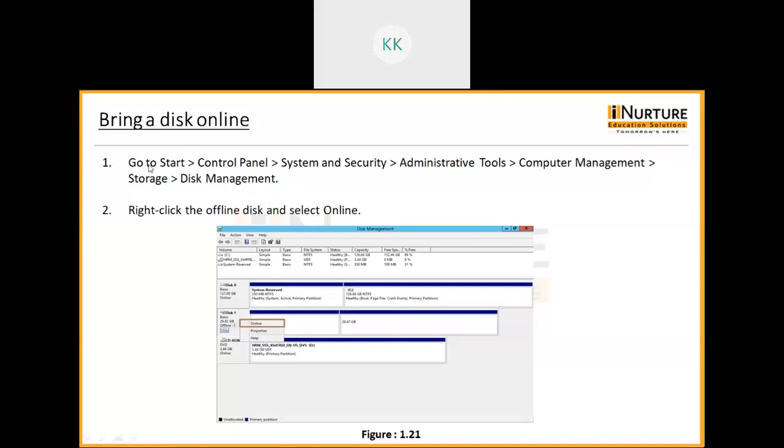So how are you going to proceed? Go to Start, then click on Control Panel, and after that System and Security. In Control Panel you will find all these things. After that, Administrative Tools, then Computer Management, Storage, then you find Disk Management. We will see on this PC whether this is available or not, so that you get one idea. Just give me a moment, I will show you.